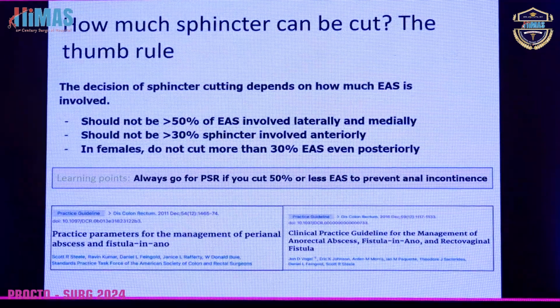So how much sphincter can be cut? The thumb rule is it should not be more than 50% of the external sphincter involved laterally and medially, should not be more than 30% of the sphincter involved anteriorly, and in females do not cut more than 30% of the external sphincter posteriorly. Always go for PSR if you are doing more than that.